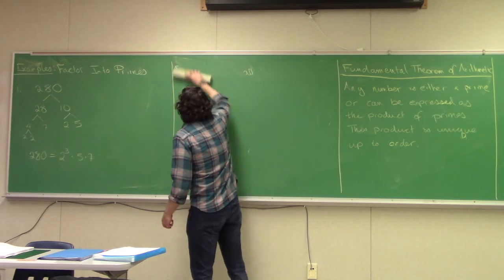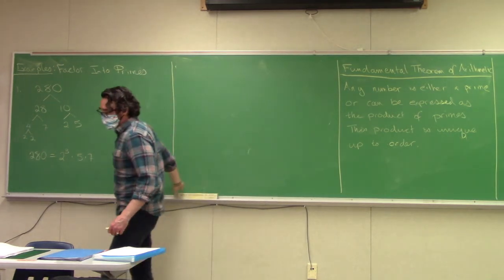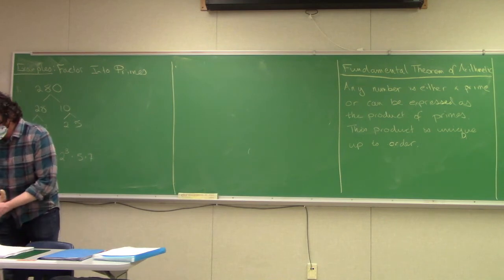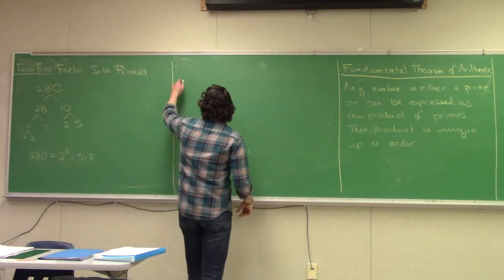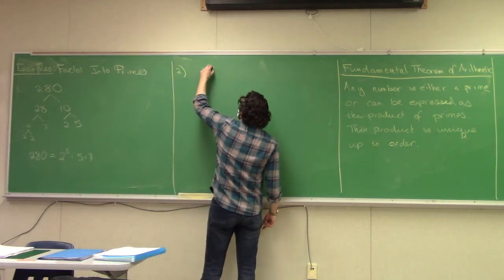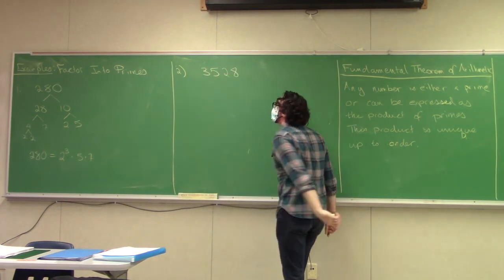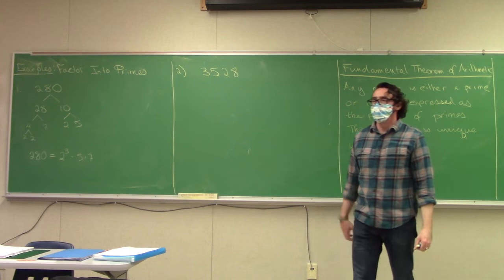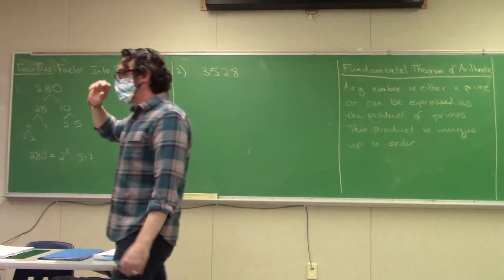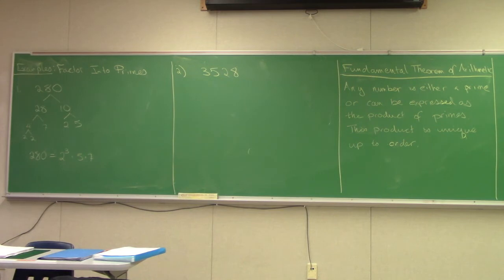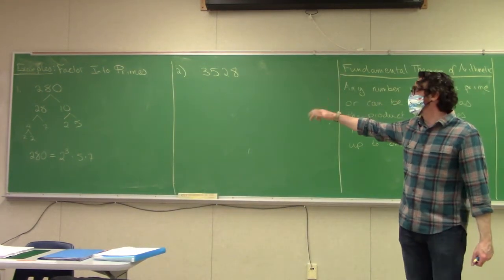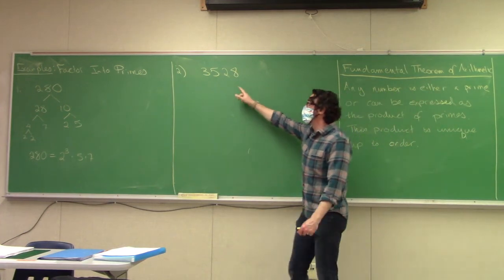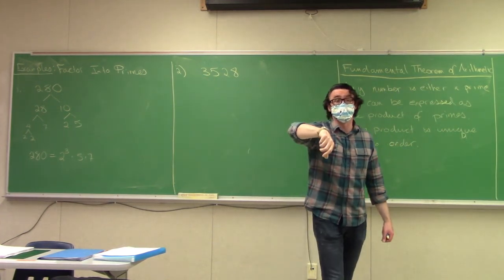Maybe something a little bit bigger, where we make use of our divisibility tests. How about this? 3,528. Okay, so let me think of the biggest numbers I can do here. Is this thing divisible by 9? How could I figure that out? Is there a quick way for me to do that? Right, we add those digits up. So let's add them up. What do we get? 18.